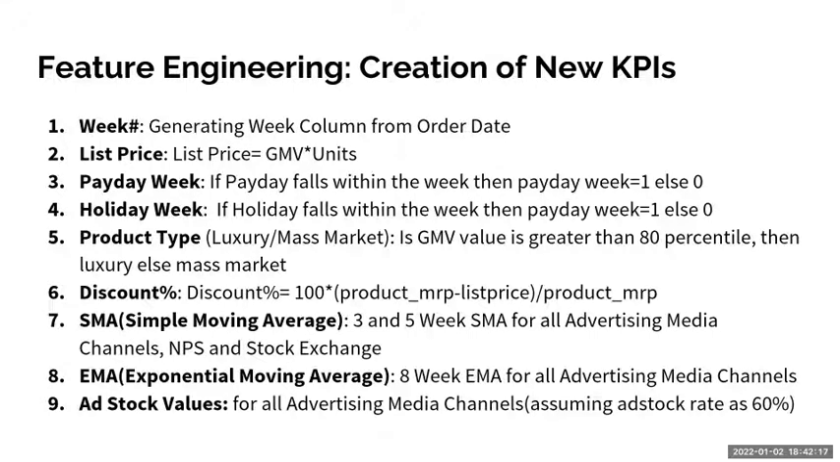Next we did feature engineering. We created some features necessary for a model from the existing features. These engineered features are payday week, holiday week, product type, which is kind of important and we are going to look into that, luxury, mass market, and discount percentage, which is also kind of important. Why it's important will be seen in future slides. And then simple moving average, exponential moving average, and stock values. We created all these extra features for the model.